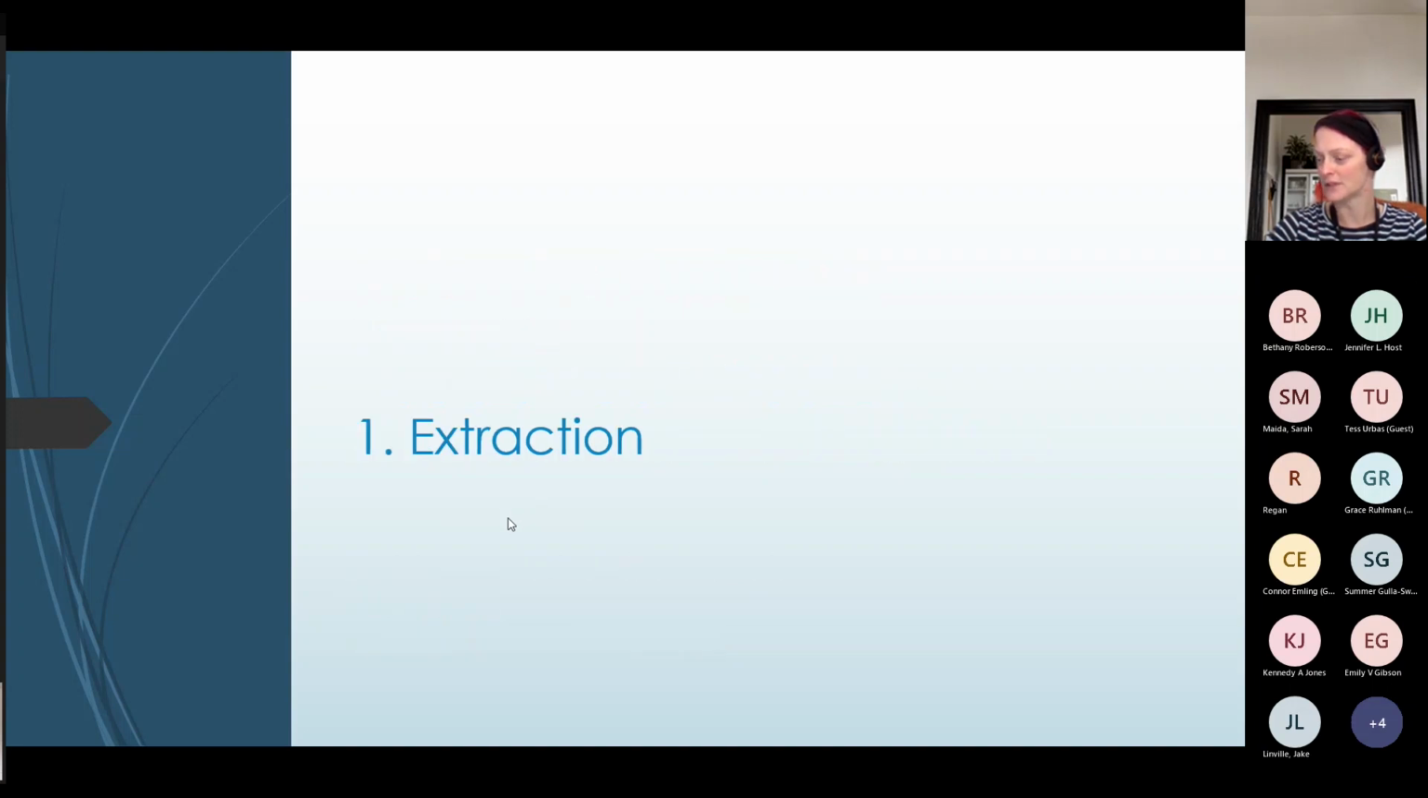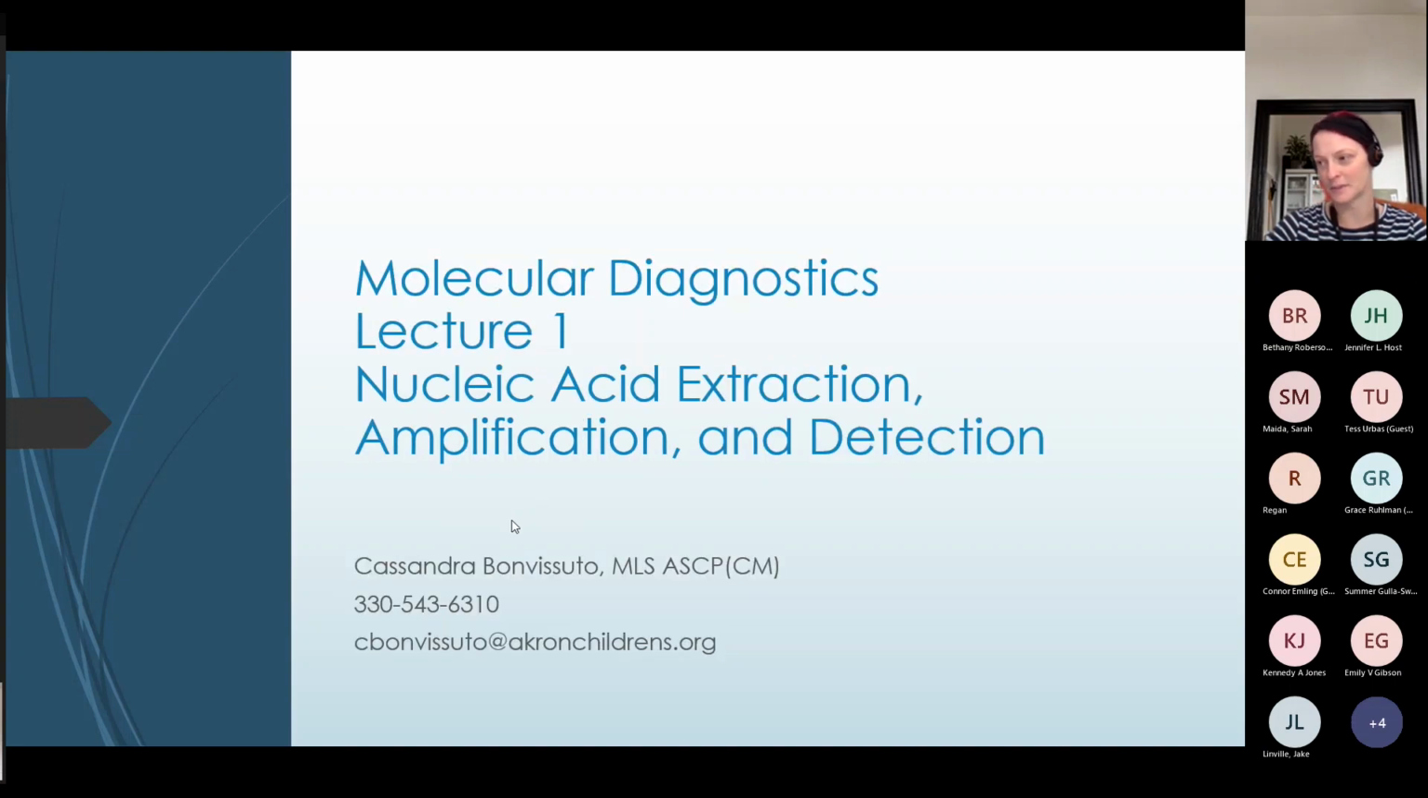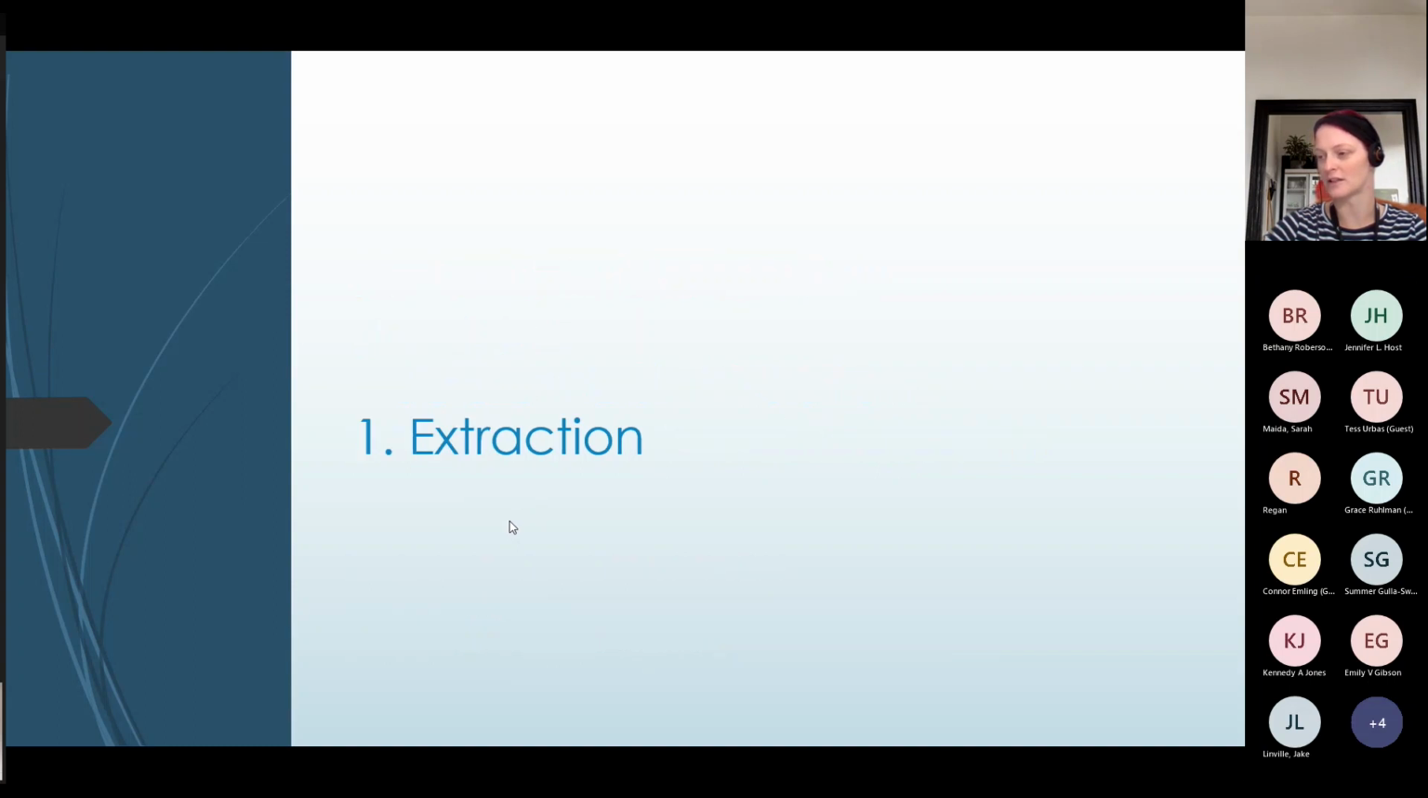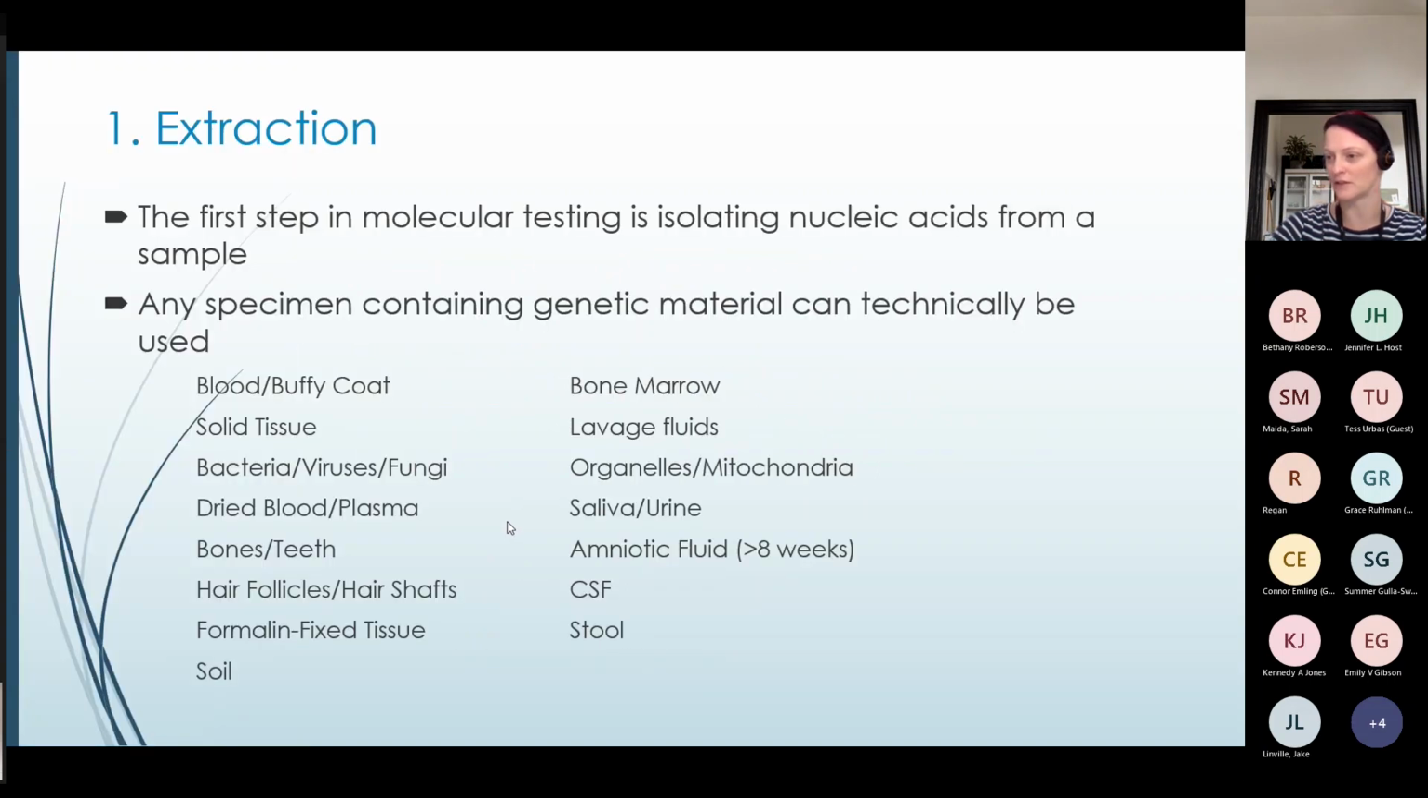Yeah. So we're going to talk about extraction, amplification, and detection again. So step one, obviously you have to do the extraction. So we have to get those nucleic acids out, and pretty much any specimen that can contain genetic material can technically be used. Some specimens are harder to extract genetic material from than others.